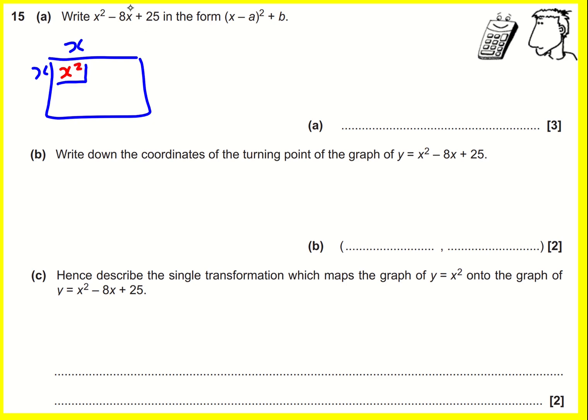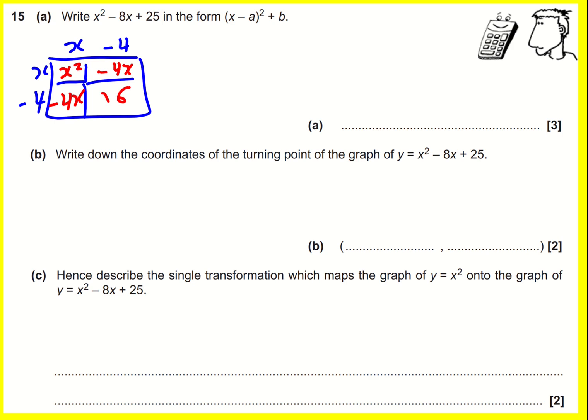What next? I want my minus 8x, and I want the sides to be the same. So how can I get that? Well, I can get a minus 4x here and a minus 4x here if I put minus 4 here. So I'm basically halving the minus 8x into minus 4x and then putting it on both sides. That leaves us necessarily 16 here.